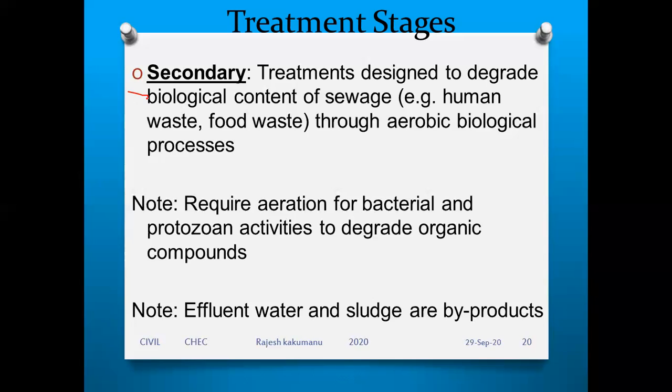Next point, effluent water and sludge are the byproducts. So in the secondary treatment plant, what are the byproducts? The byproducts are effluent water and the sludge in the secondary treatment process. So the effluent water, the primary effluent water, and the sludge which is settling at the sedimentation tank, these are the byproducts when the secondary process is taking place, right?